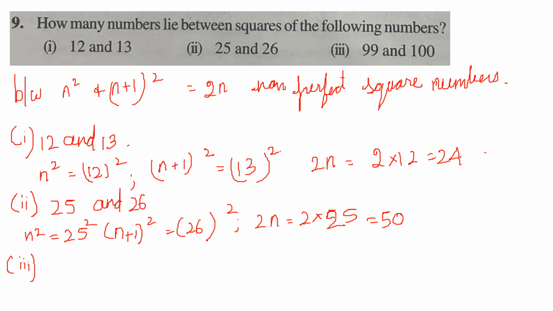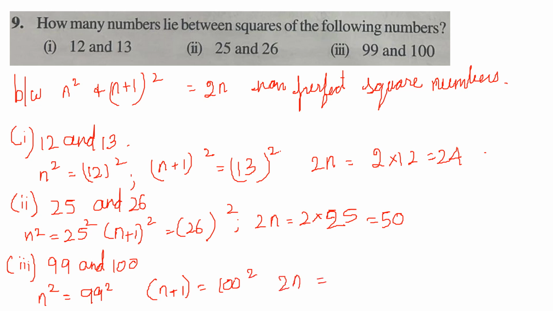Our third question given is 99 and 100. So again here n square equals 99 square and (n plus 1) square equals 100 square. So 2n is nothing but 2 into 99, which is equal to 198. So there are 198 numbers between 99 square and 100 square.